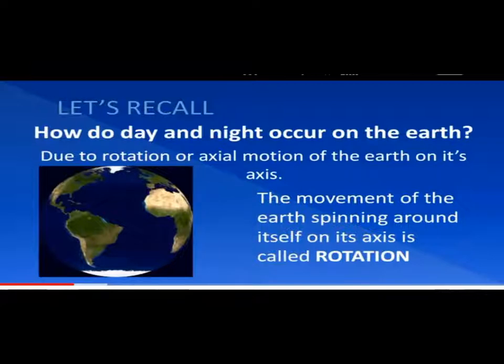What is given here, students? Earth's movement is given. Earth's movement around itself, moving around itself on its own axis, is called rotation. Because of that, day and night occur. Why do day and night occur? Moving around itself on its axis is called rotation.